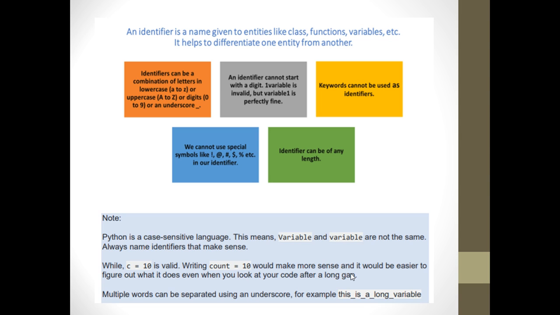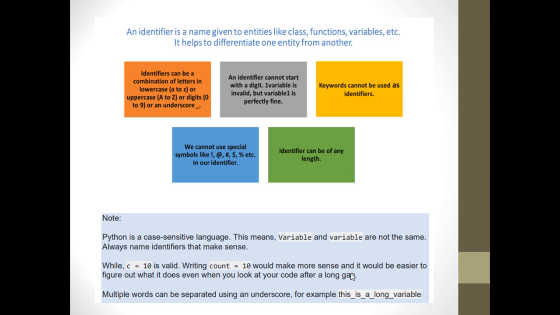The next rule is I cannot use special symbols. Special characters cannot be used in an identifier. The only special character that can be used is an underscore. The next is identifier can be of any length. That is, it can be a longer variable name also.